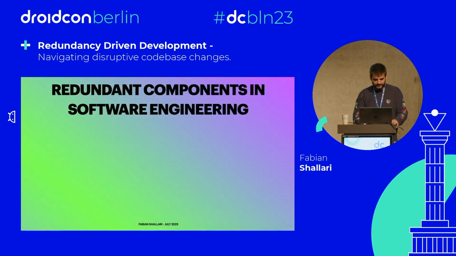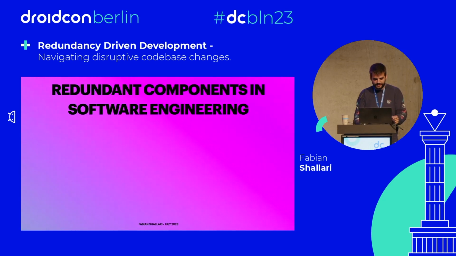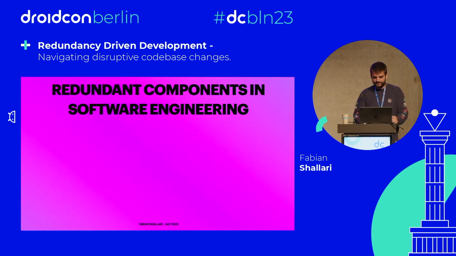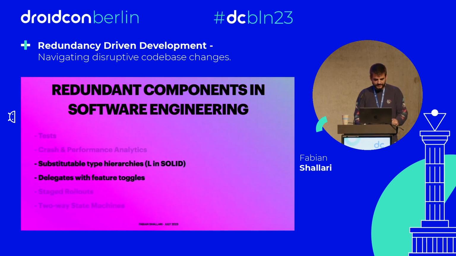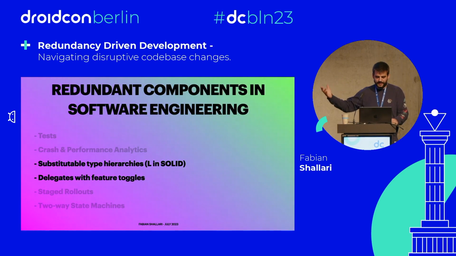All right, so to do a quick summary, we are trying to transition a specific part of our app, in this case, the app initializers, from one implementation to another. And in order for us to reduce the risk that this change brings, we introduce some redundancy in the system. And the way we do that is by creating a substitutable type hierarchy, which is just a fancy name for an implementation and a delegate.